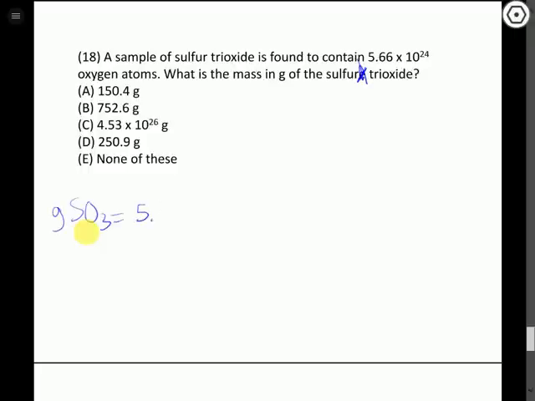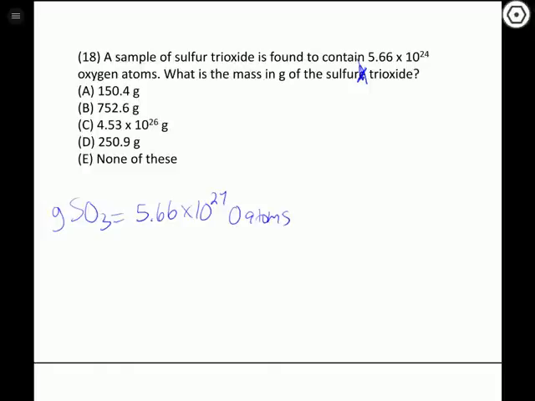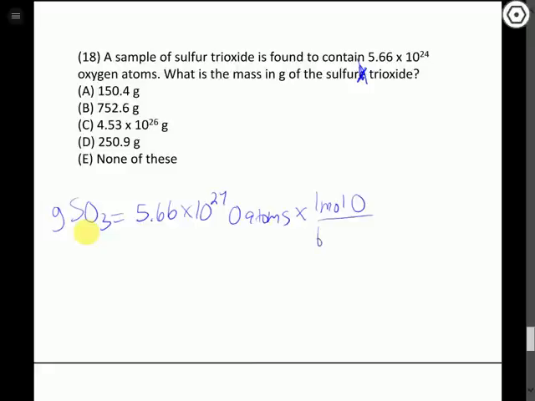We're told that we have 5.66 times 10 to the 24th oxygen atoms. So we should recognize that sulfur trioxide is SO3. That's the formula that comes from that name. And we're given a number of oxygen atoms. We haven't used it yet today, but another conversion we have is Avogadro's number. So we're looking for the mass of sulfur trioxide. So we convert to moles first, atoms into moles. We don't have a direct way of going from atoms to mass. So 1 mole of oxygen is 6.022 times 10 to the 23rd oxygen atoms.